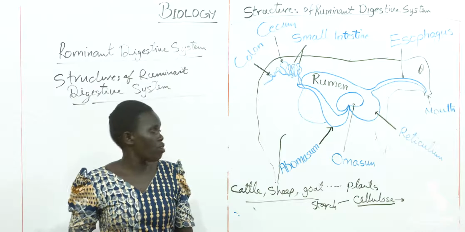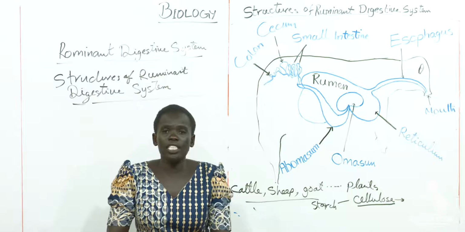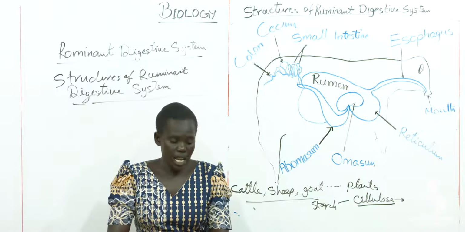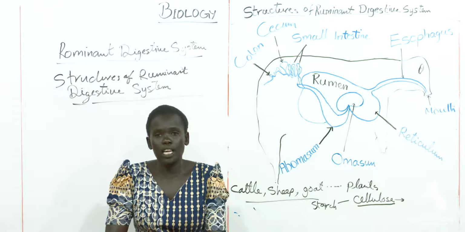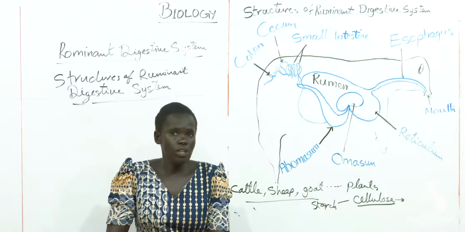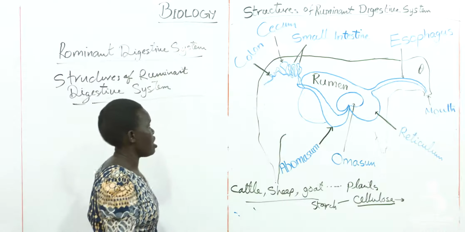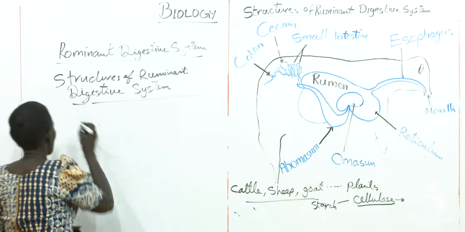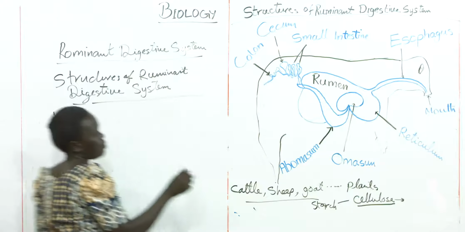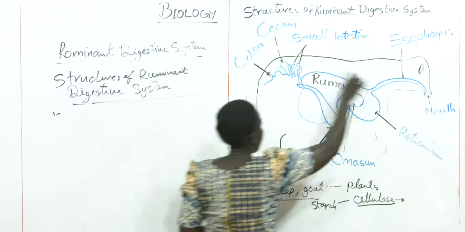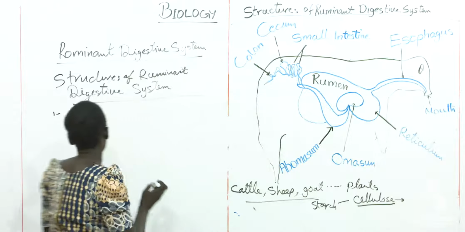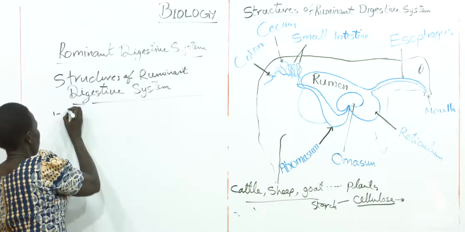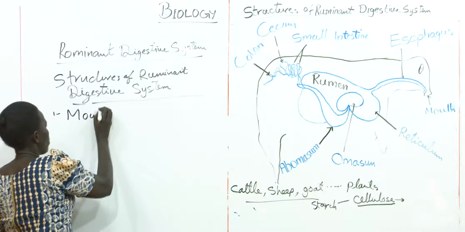The structures of the ruminant digestive system. The digestive tract starts at the mouth and ends at the anus. So the first one is the mouth.